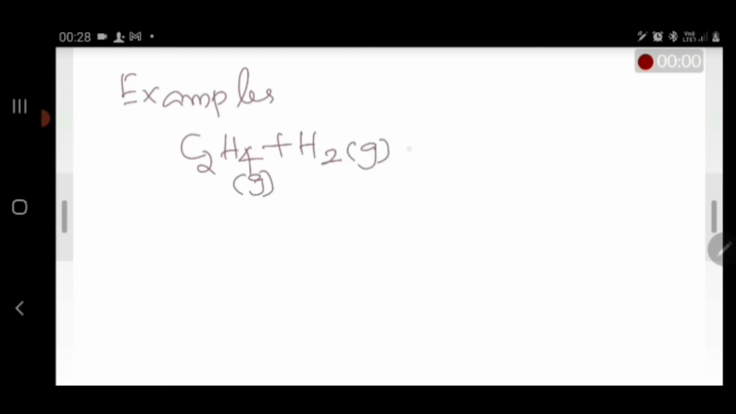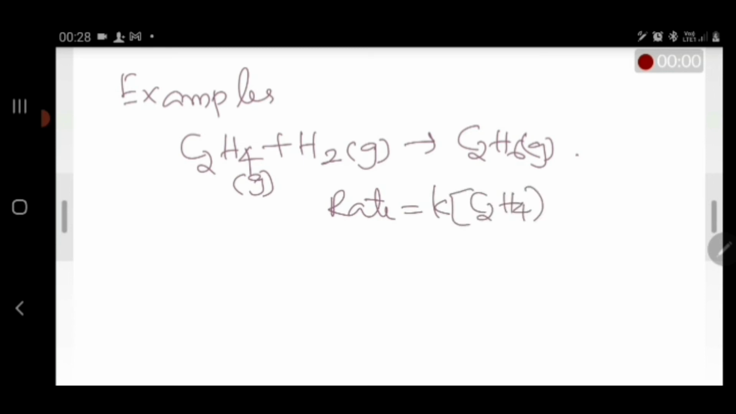C2H4 plus H2 gives C2H6. This is a first order reaction. The rate of the reaction is given as k into C2H4. Because the hydrogenation of ethene happens on the surface of the catalyst, it is not the concentration of the hydrogen, which is abundant, that is important. What is important is the amount of ethene.